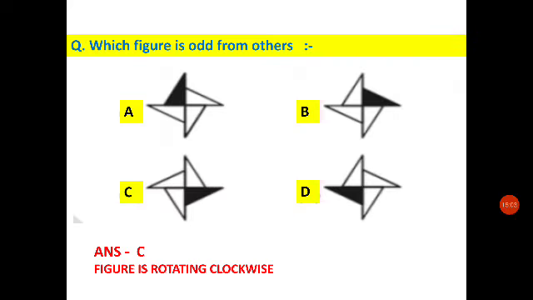Now next set is odd one out. The question is which figure is odd from others? A, B, C, D.